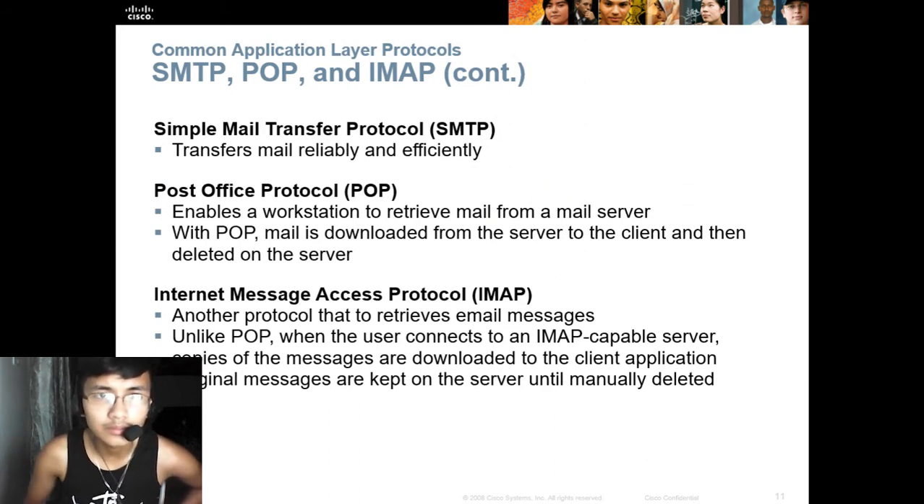So SMTP transfers mail reliably and efficiently. IMAP enables a workstation to retrieve mail from a mail server, while with POP the mail is downloaded from the server to the client and deleted from the server.